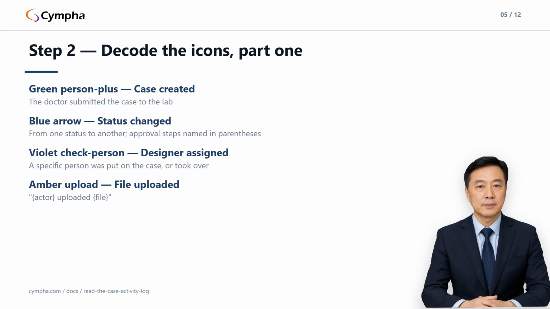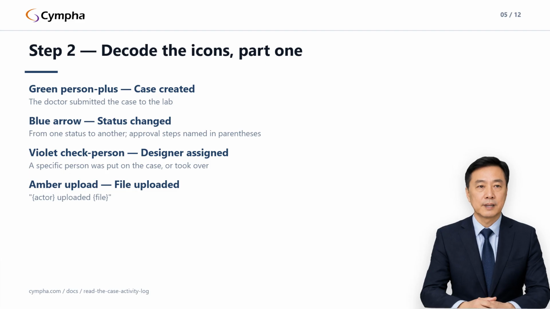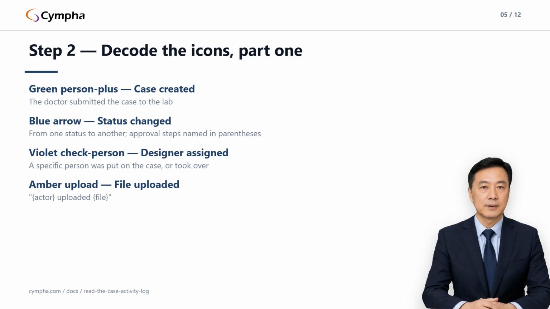A slate color tag is a label being added or removed, either on the case or on one of its files. Things like a quality check pass label or a phase 1 label on an aligner case. A muted chat bubble is a comment. It renders as a small card with the author's name and a message body. And pay attention to this one. If the lab marked it visible to customer, it carries a small green eye badge, so the lab can tell at a glance which internal notes the doctor can also see.